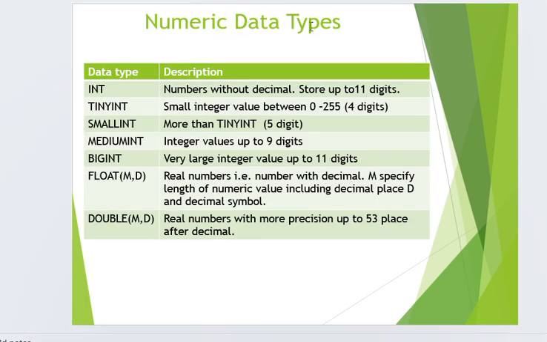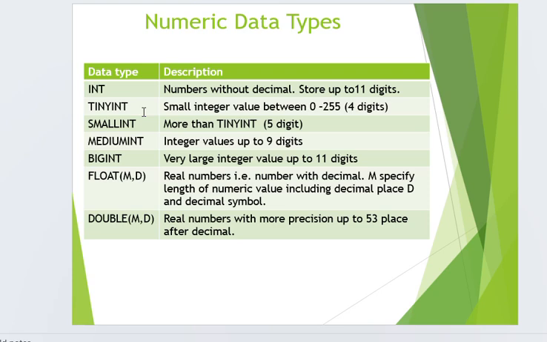When we talk about numeric data, these are the types you can use. INT is a number without decimal. If you want to store a number without a decimal, you can use INT, TINYINT, SMALLINT, MEDIUMINT and even BIGINT. What basically is the difference between these types of INTs? The only difference is the number of digits which can be stored.